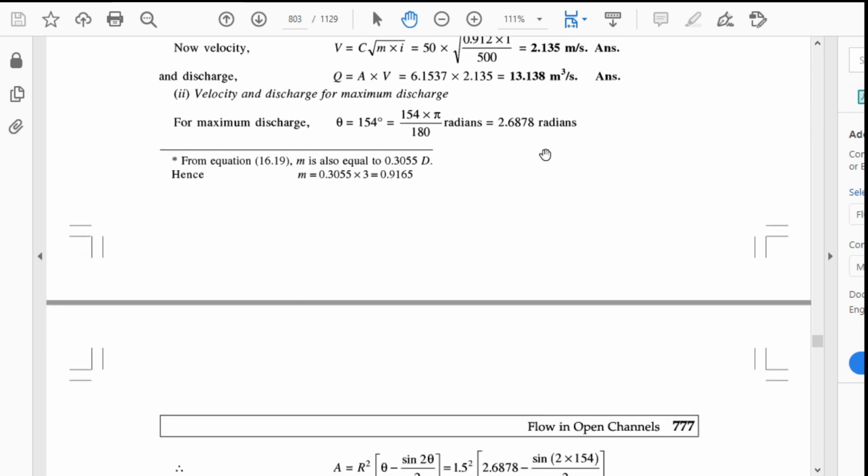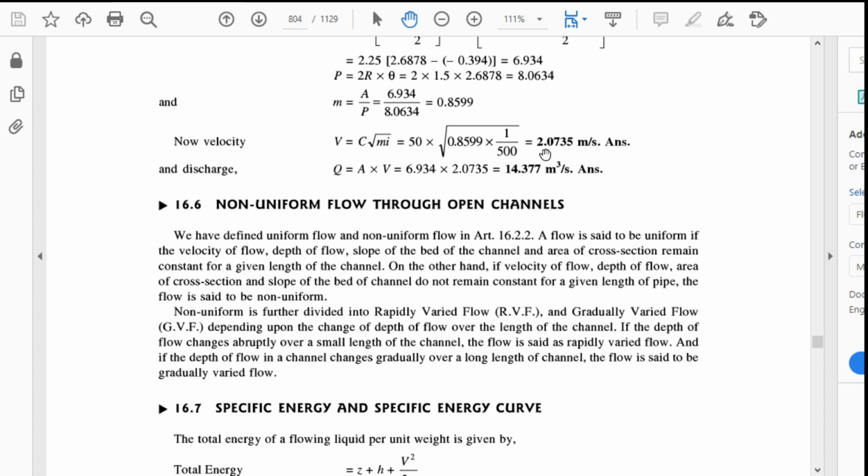Now up to this we have covered uniform flow, and in uniform flow we have covered the most economical channel sections. In most economical channel sections we have covered the rectangular, trapezoidal, and also the circular channel section. In the next video we will see non-uniform flow. Up to this we have covered all the topics in uniform flow for open channels.